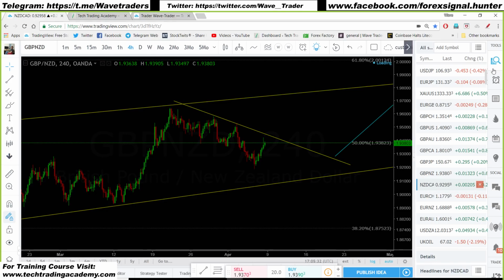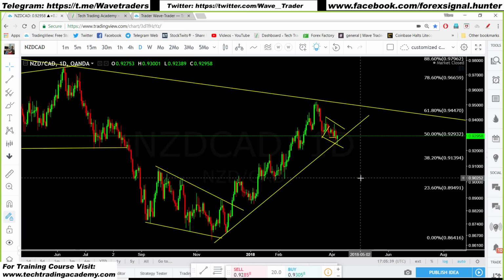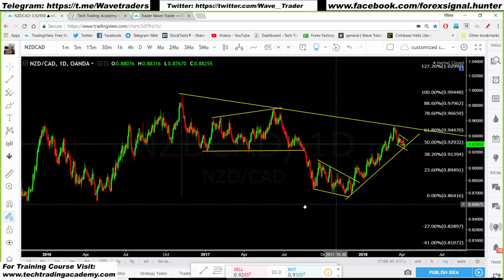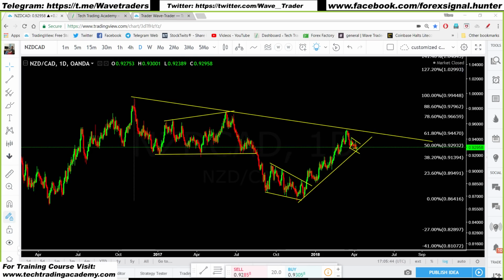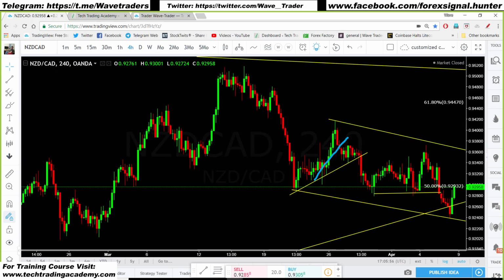All right, so Kiwi CAD finally started to fall. Which wave I was showing you: breakdown of that corrective uptrend and then drop. All right, so what you guys need to look for next week. What it can do, it can go back up for another wave.